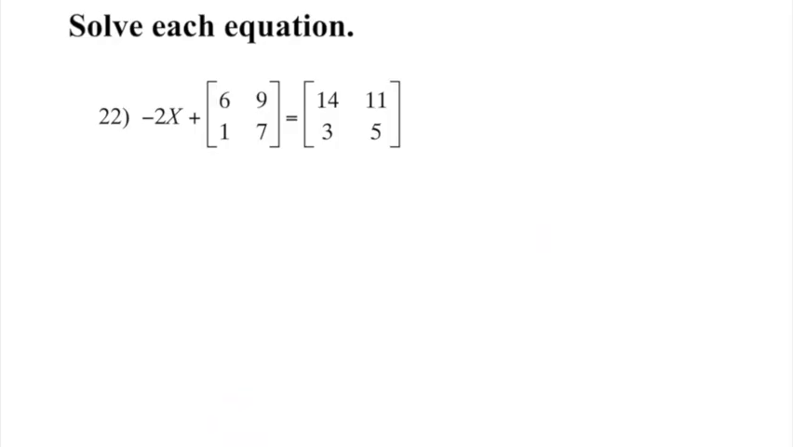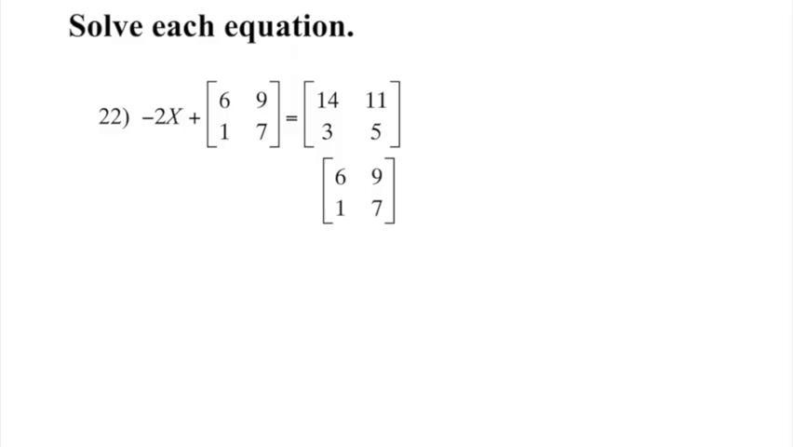You are going to look at these like any algebra equation that you're solving, okay? So I have -2 times X plus this matrix equals this matrix. When you're solving equations, you want to get rid of everything that doesn't have an x first, and then multiply or divide to get the x by itself. That's exactly what you're doing here. So for this one, I have a -2, that capital X means that's a matrix, plus a matrix. So I need to subtract this matrix first.